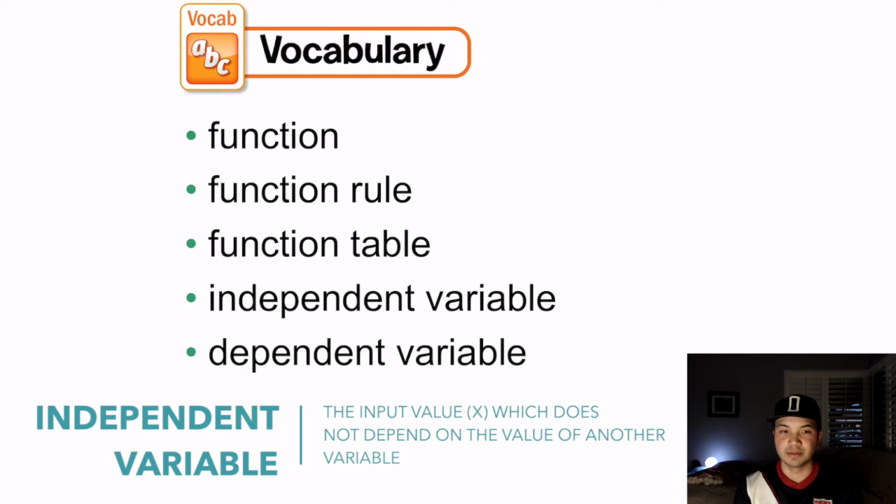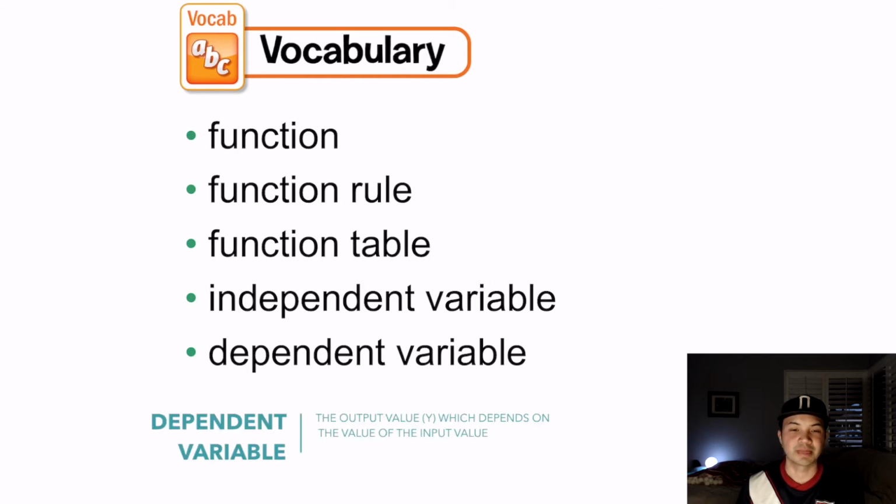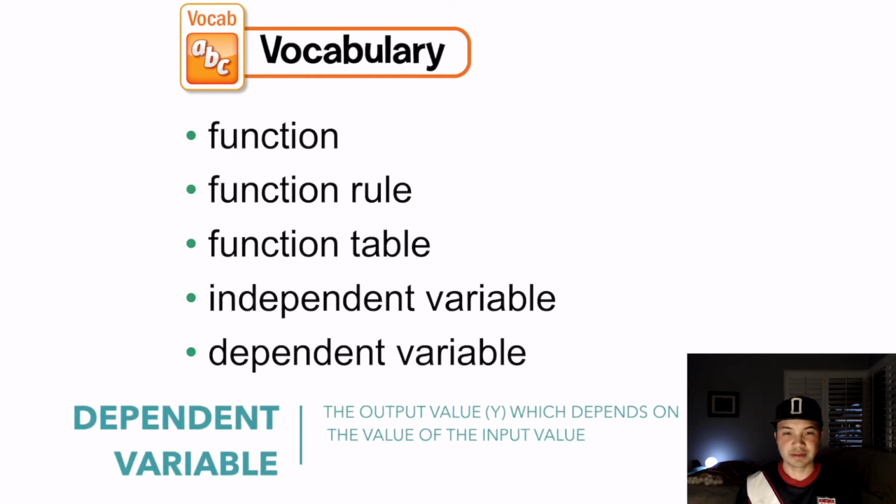So the independent variable is the input. Independent means it doesn't depend on anything else. So time is usually independent. Nothing really affects time. Time goes on, right? The dependent variable is your output. So the amount of money you pay is your output. It depends on how much time you spent in the parking garage. So that's independent and dependent. Input is independent, output is dependent. Your output depends on what your input value is.